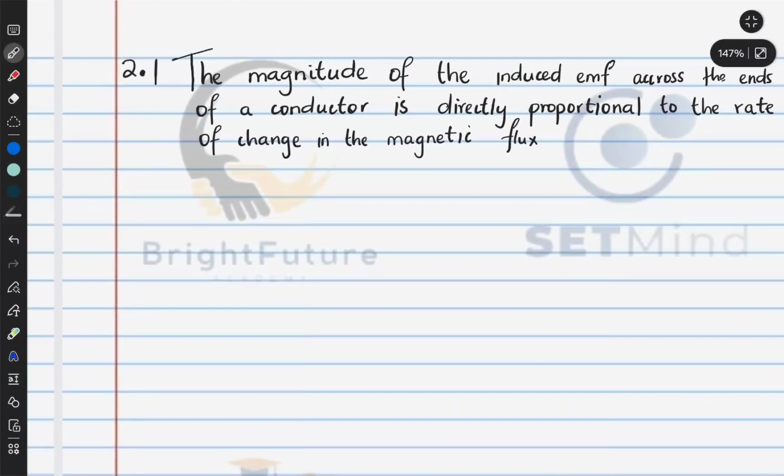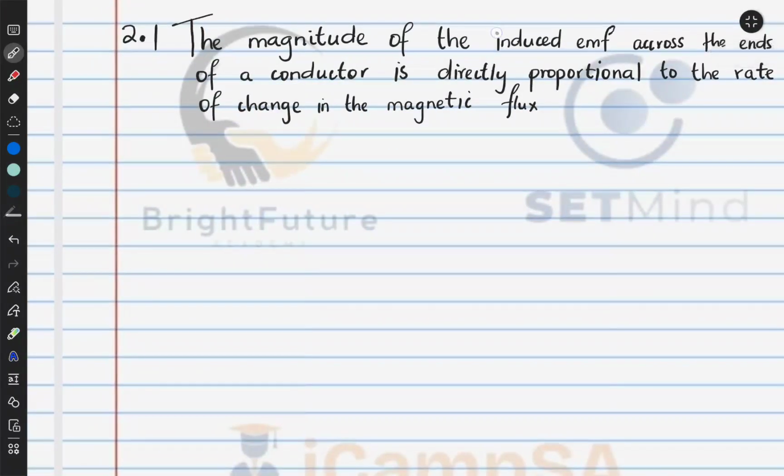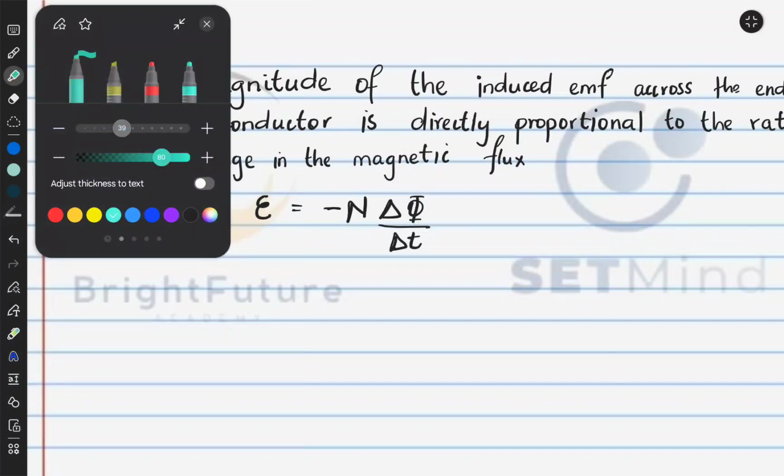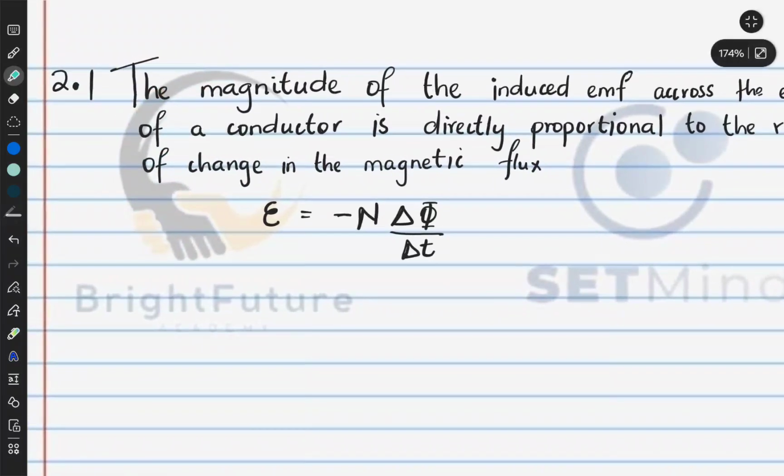The magnitude of the induced EMF across the ends of a conductor is directly proportional to the rate of change in the magnetic flux. So you'd have EMF is... right. So that's Faraday's law of electromagnetic induction, but stated in formula form. So it would look like that in formula form, but in words, it's what we've stated here.